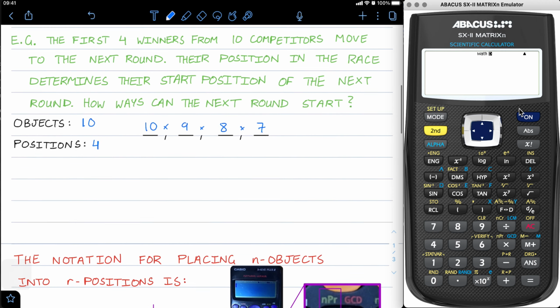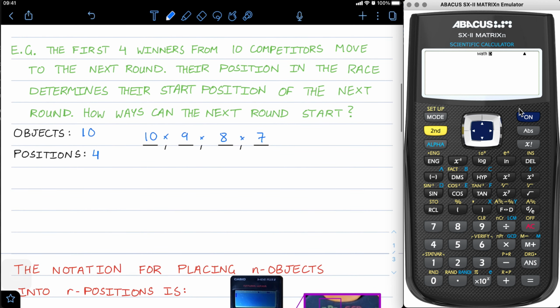So if we want to do this, it can be written as 10P4. We can write this as 10 factorial over 10 minus 4 factorial, which is 10 factorial over 6 factorial, which is what we have here, 10 times 9 times 8 times 7.